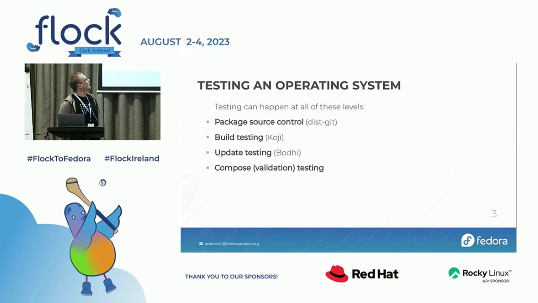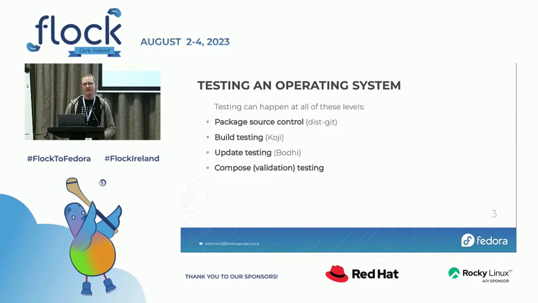So how do we test Fedora? This is some background. This is all going to come up later on, so I just want to establish it. There are different levels you can test at. There's distgit, which is where we keep the sources for the packages. So you can run tests before an official build has ever happened. You can run tests on pull requests. You can run nightly tests on the Git repo if you like. You can test after an official build happens in Koji, or an unofficial build, any kind of build in Koji. That's another place you can test.